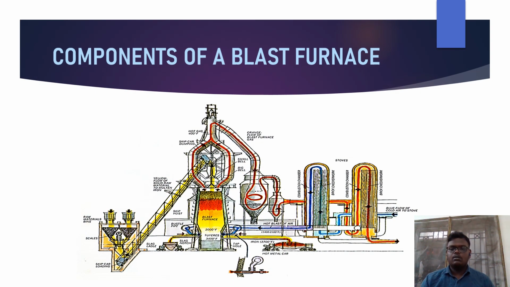Now let's see the components of the blast furnace. Let me point out the components. This is the raw material storage. From here, the raw materials are collected through the skip car and transported to the top of the blast furnace. And this is the main furnace. And these are the two hot blast stoves. Through here, the slag is collected through the vehicle, and through here, the molten metal is collected through the vehicle.